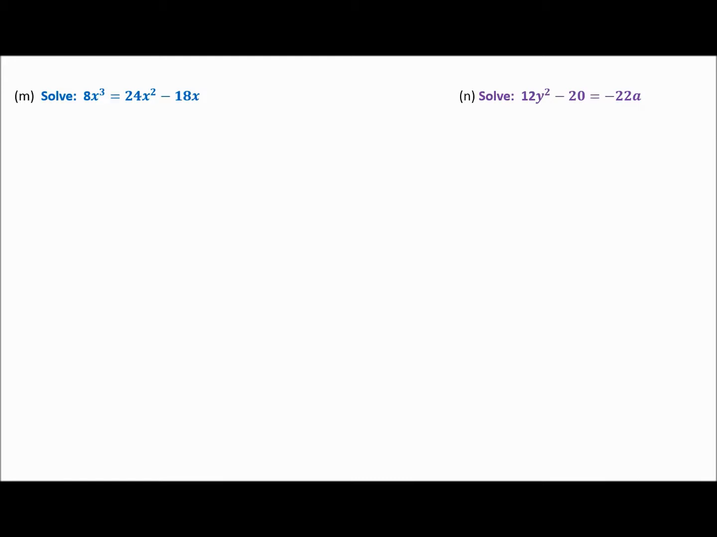Now, just in case you didn't feel comfortable with the last problem, I have two more that are similar, but probably a little extra work involved. Notice here, I definitely don't have a 0 on one side. I am not factored or anything, so I have to get this equal to 0.